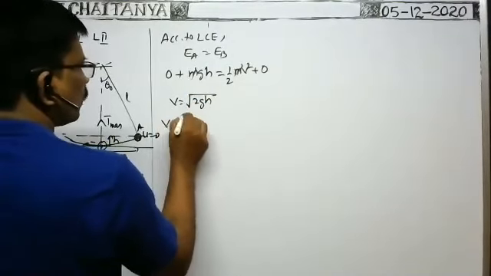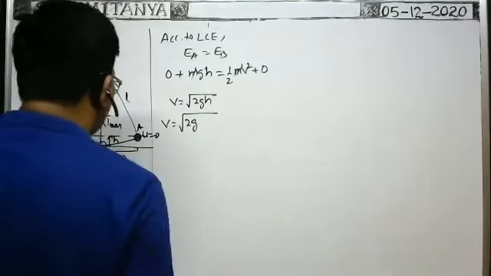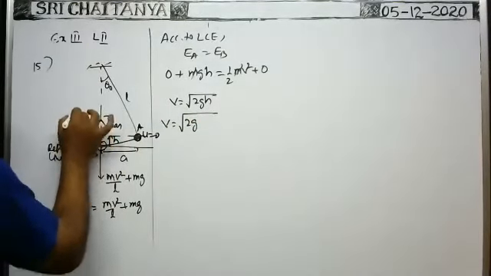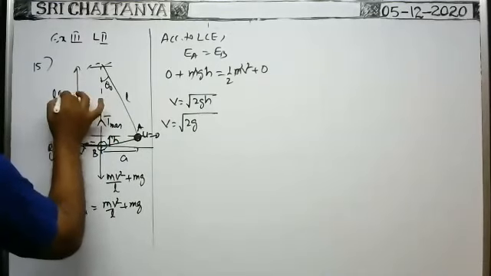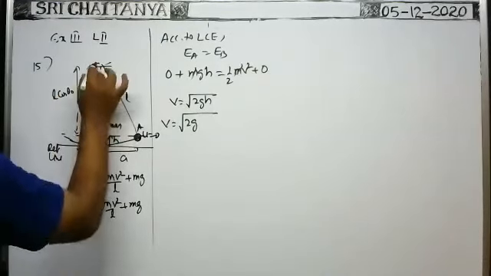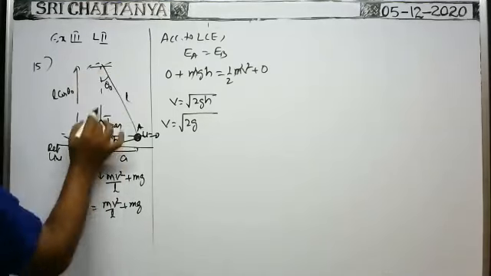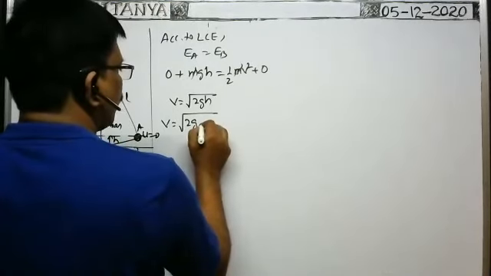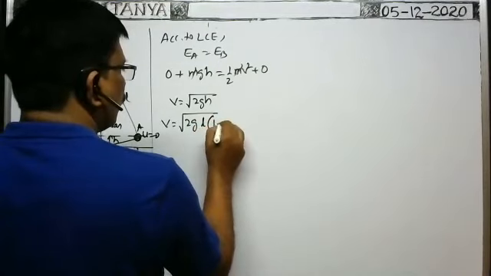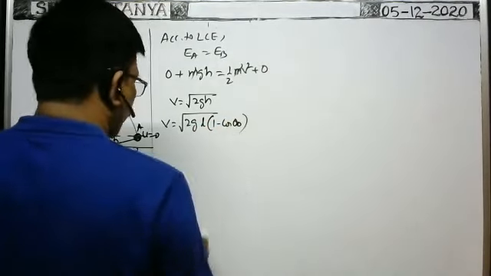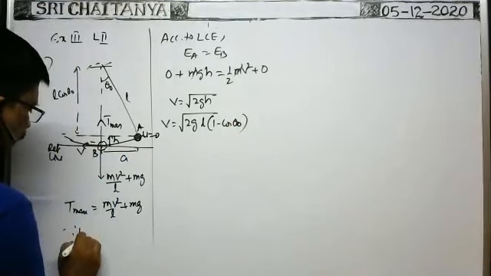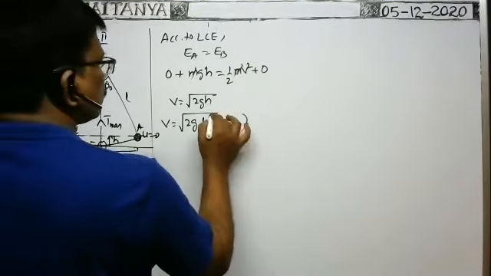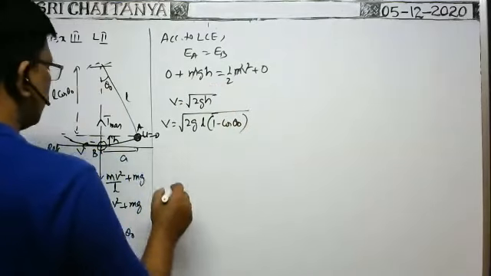So v is equal to root of 2g into h. What about the h value? We need this. When this is L, this is equal to L cos theta naught, no? L cos theta naught. This is L. L minus L cos theta naught is equal to h. That's why h can be written as L minus L cos theta naught, that means L of 1 minus cos theta naught. Okay, this is the velocity.